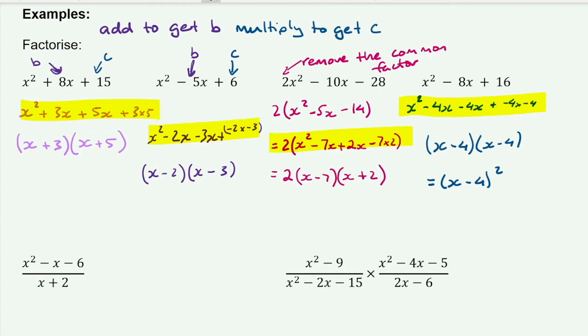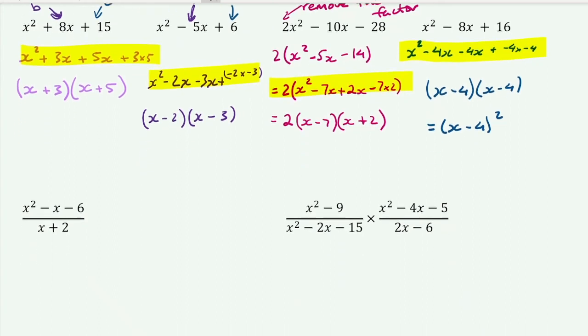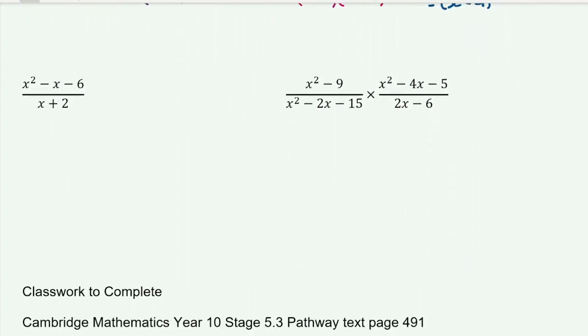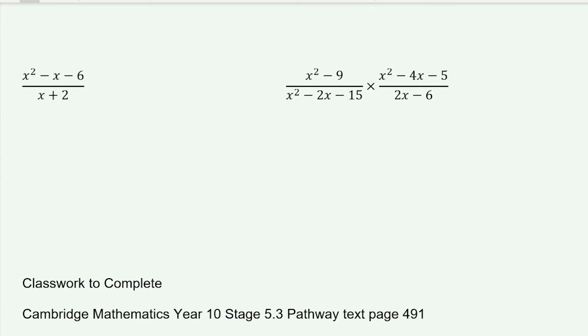Now these last two are actually quite tricky and difficult, so please pay special attention. For our first one here, we are actually going to factorize the top. Alright, so we have minus 1 and minus 6, so it needs to multiply together to get minus 6, but add together to get minus 1. So I'm going to use minus 3 and plus 2.